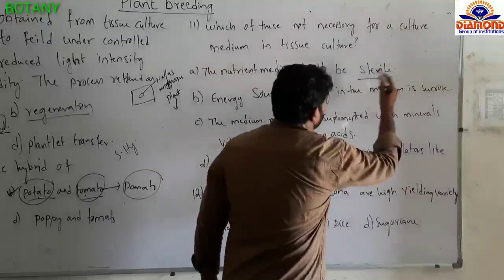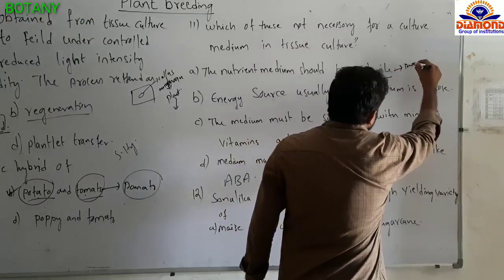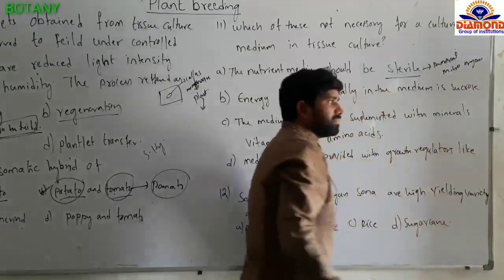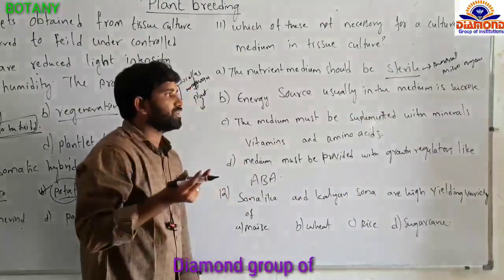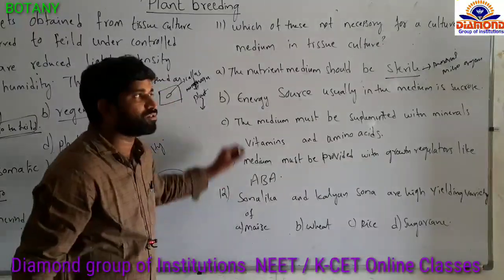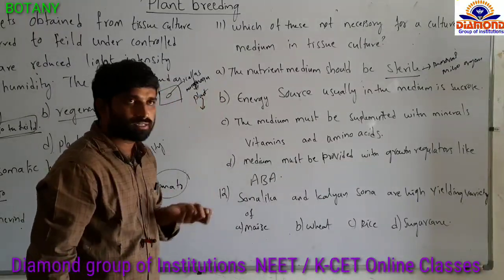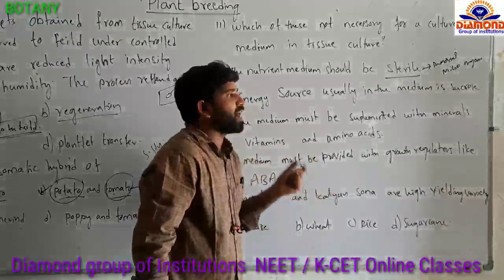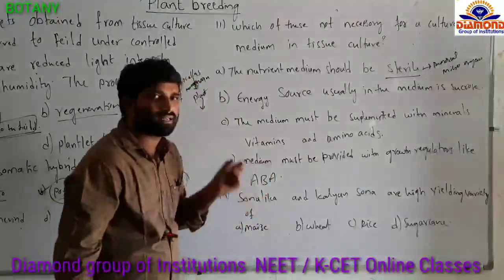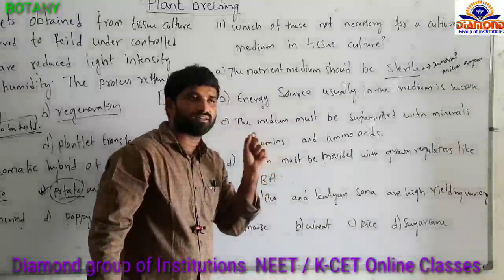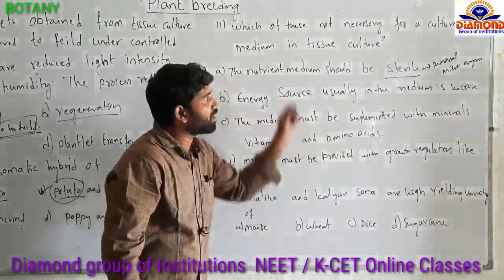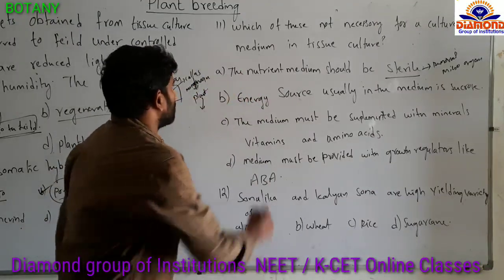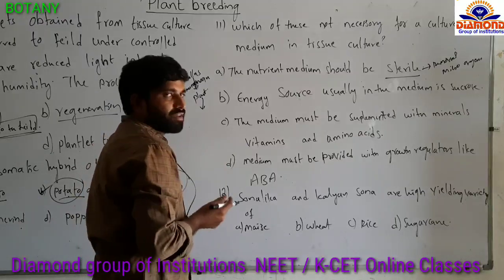Sterilization means the removal of microorganisms. If any microorganisms or other organisms are present, they will cause contamination, and the tissue culture will not give new plantlets properly. So before performing tissue culture, the glassware, nutrient media, other chemicals and water we use are all firstly sterilized. So the nutrient media should be sterilized.